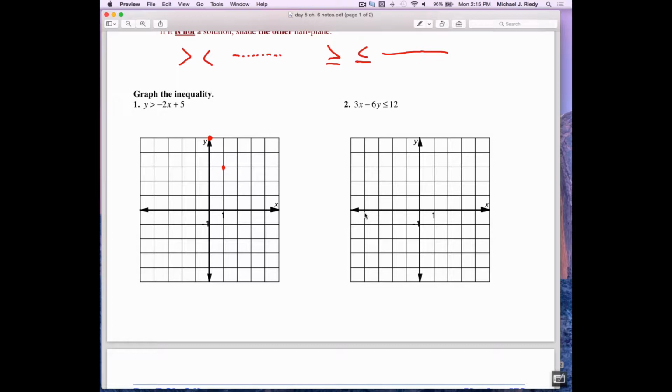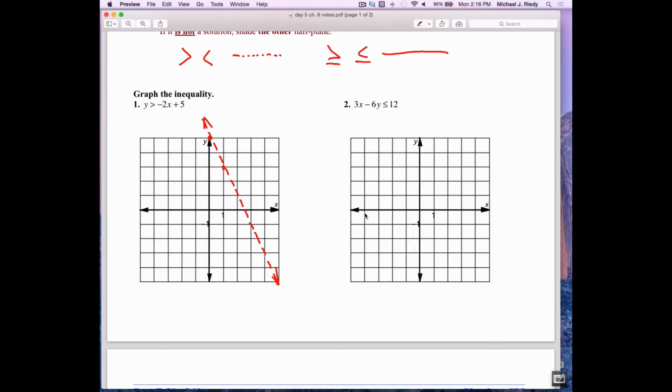So using your straight edge, draw the dashed line, because if we take any point on that line, it's not going to work. That would be an equation, and we don't have an equation, we have an inequality.